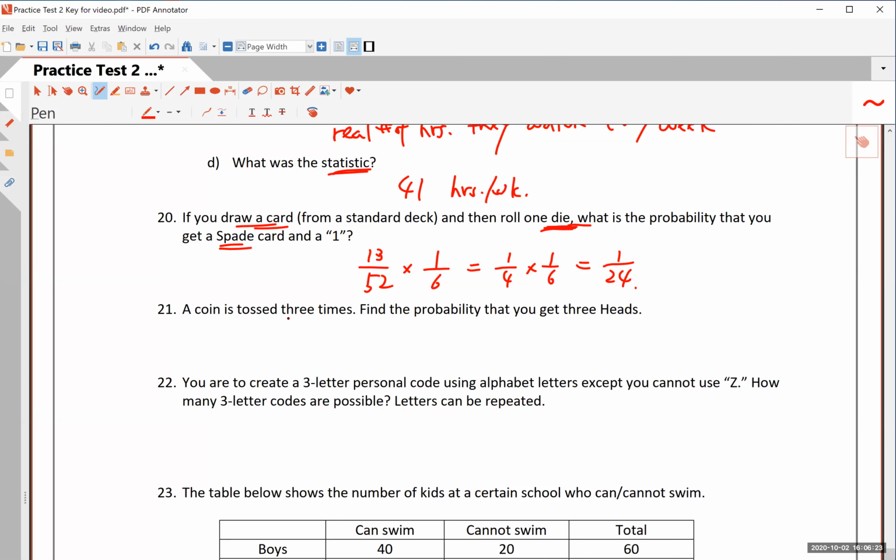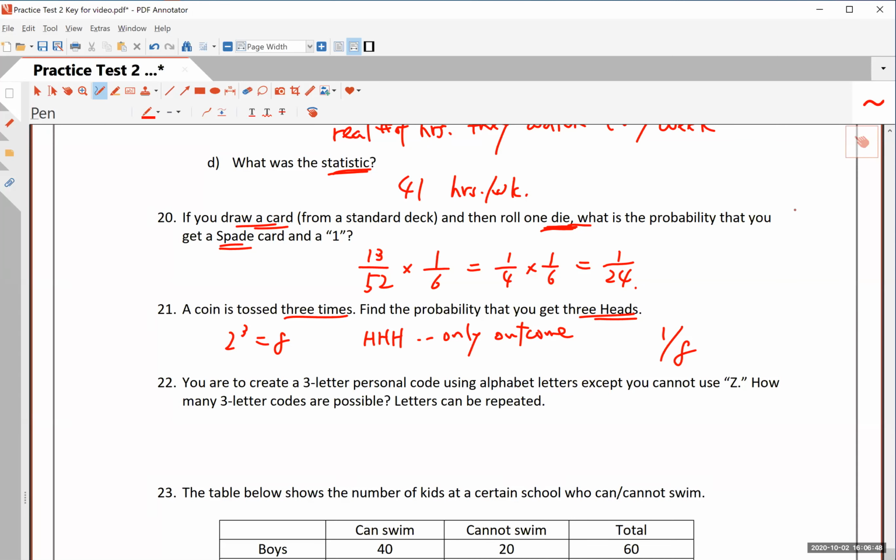Okay, a coin is tossed 3 times, right? So you have 8 outcomes, remember? All right, find the probability that you get 3 heads. Okay, so how do you get 3 heads? H, H, H. That's the only way. The only outcome out of the 8 possible outcomes, right? So the answer is 1/8. And so that should be a pretty simple question.